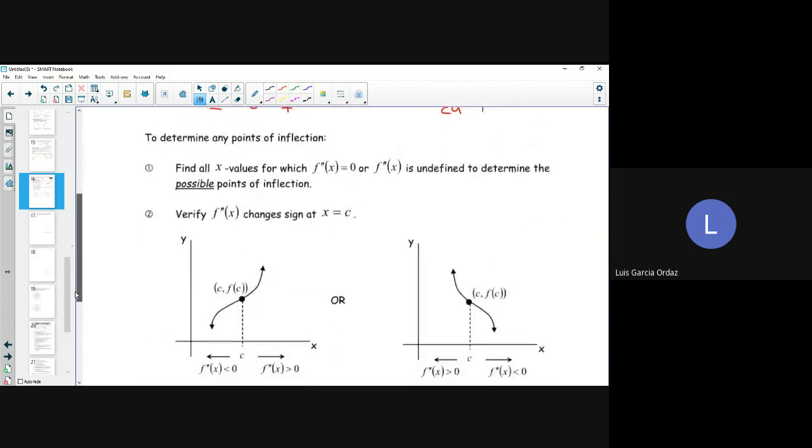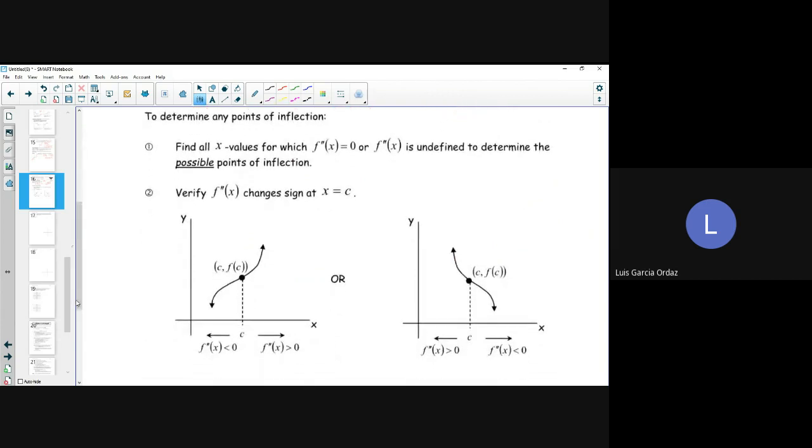So to determine any points of inflection, find all x values for which the second derivative of f of x is equal to 0, or where it's undefined, to determine possible points of inflection. Verify that the second derivative of f of x changes signs at x is equal to the critical point. So the double derivative is less than 0, which means this is concave down. The second derivative is bigger than 0, which means this is positive, which is concave up. Again, bigger than 0 is concave up, and less than 0 is concave down.